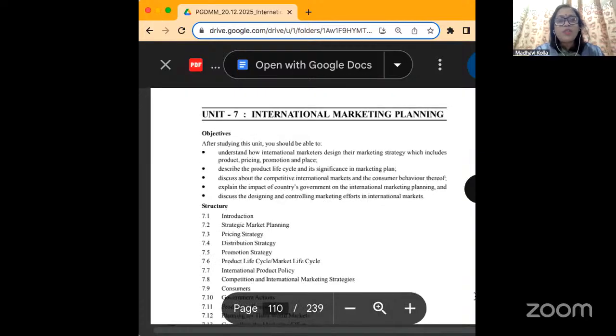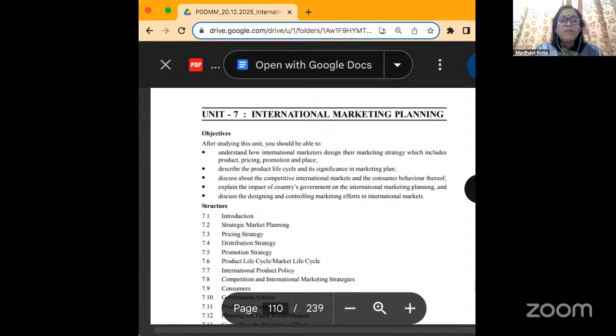So, Unit 7 focuses on international marketing planning, and the most important aspects that we'll be covering, the highlights of today's session, are in terms of objectives. Understand how international marketers design their marketing strategy, which includes product, pricing, promotion, and place, the four P's or marketing mix. We'll also be talking about the product life cycle and its significance in the product marketing plan and discuss the competitive international markets and the consumer behavior in that market. We'll also understand the government's international marketing planning.